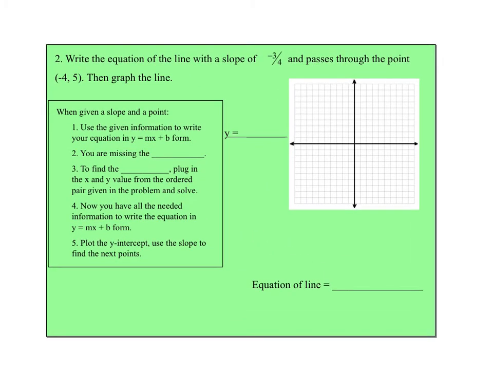Now, write the equation of a line with a slope of -3/4 that passes through the point (-4, 5). Then graph the line. Okay, so if I look here, y equals mx plus b, you don't have the y-intercept. To find the y-intercept, I'm going to plug in the x and y value and solve. So here's what that means.